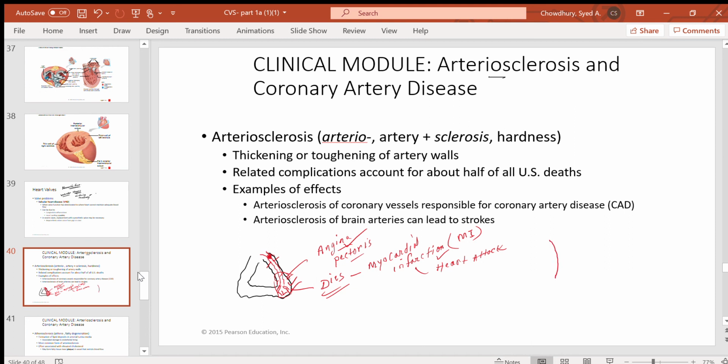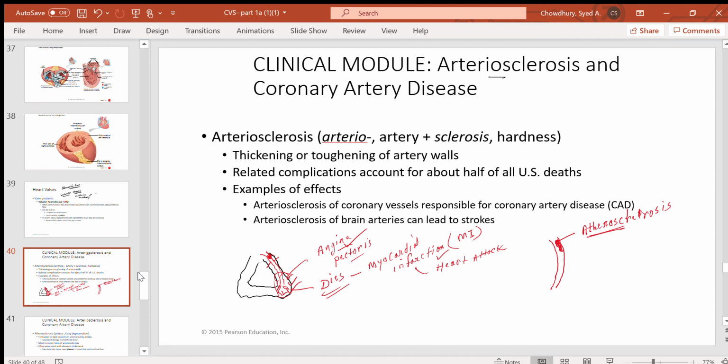Now, what can cause the blockage? Sometimes fat plaques are formed, and if it is due to the accumulation of fat or cholesterol, that is called atherosclerosis. Remember, atherosclerosis is the fat plaque that can block the artery.